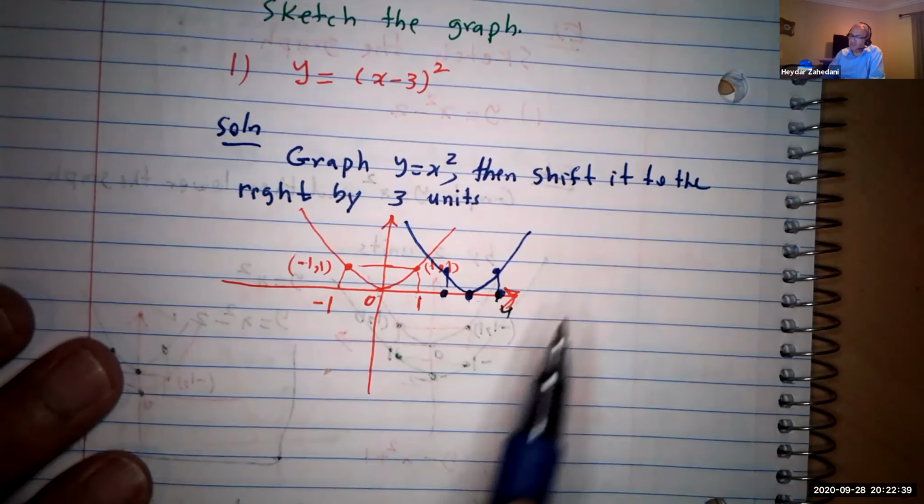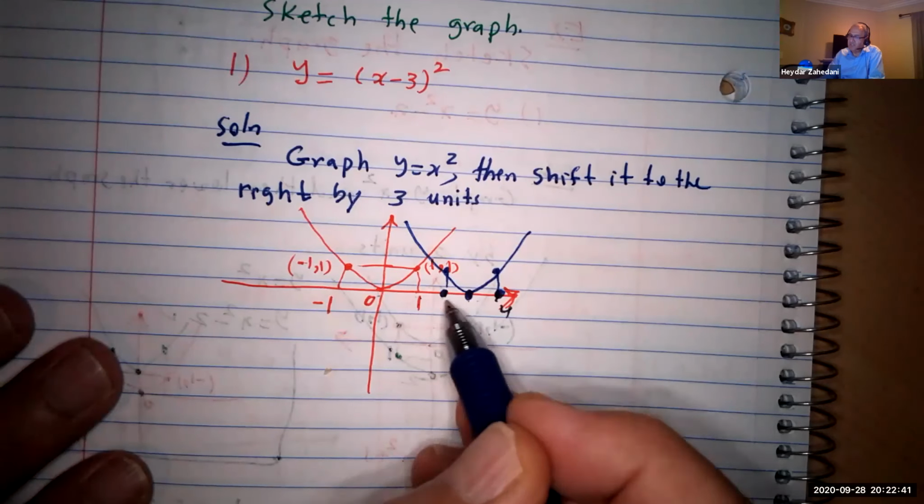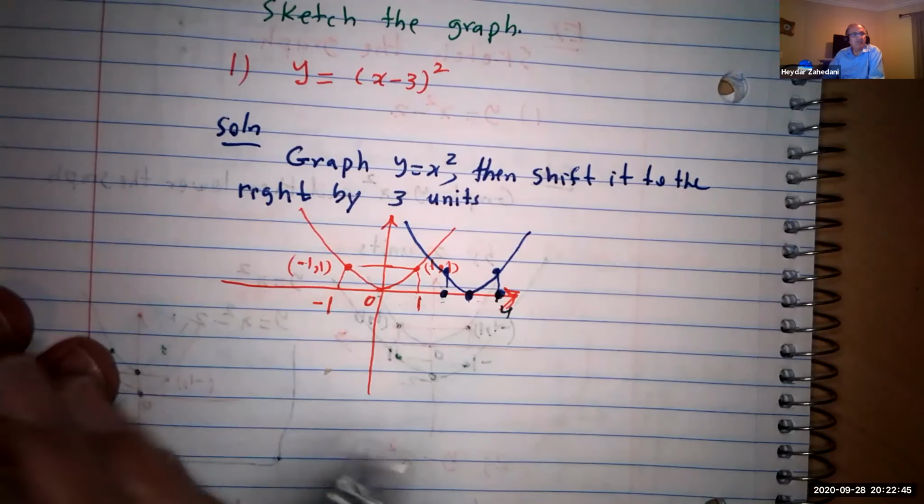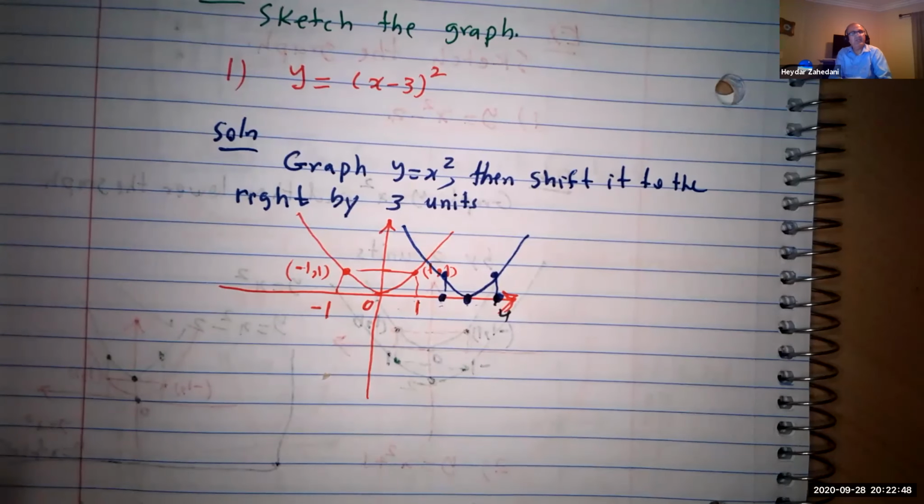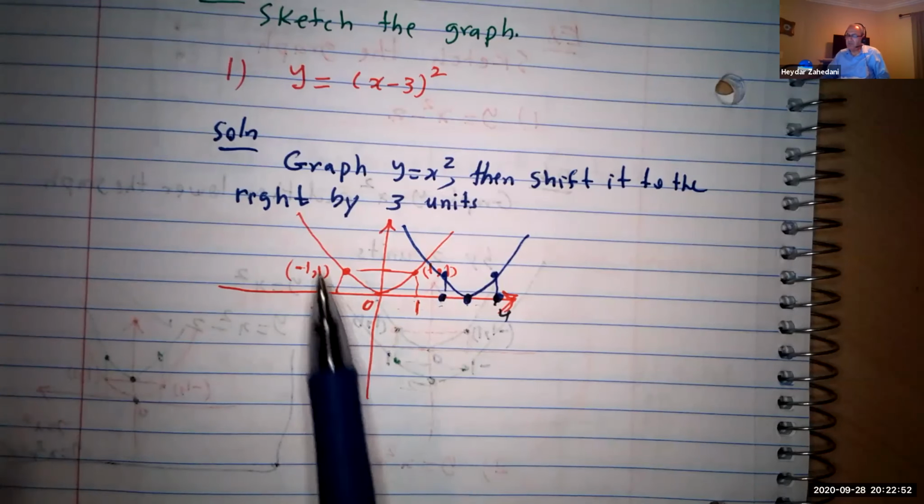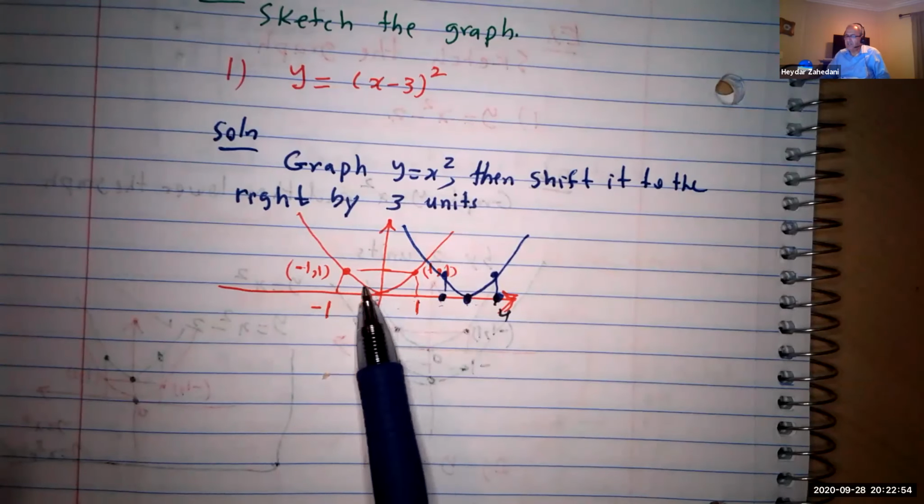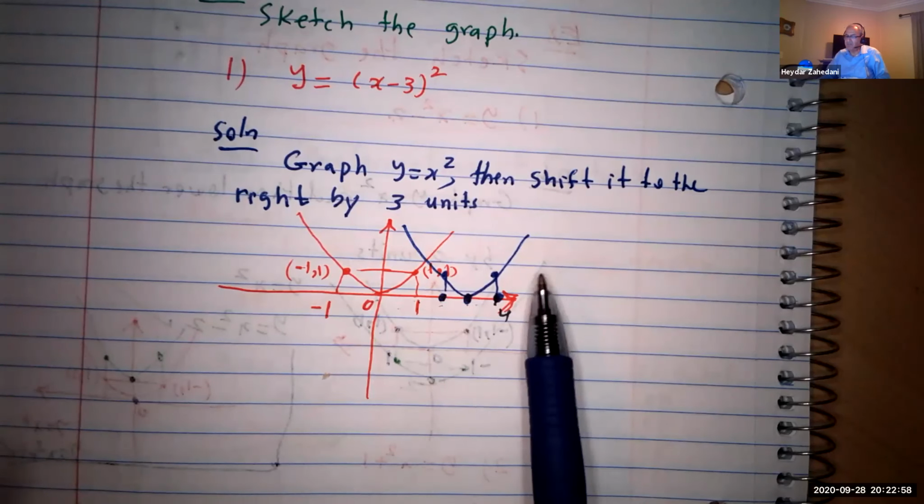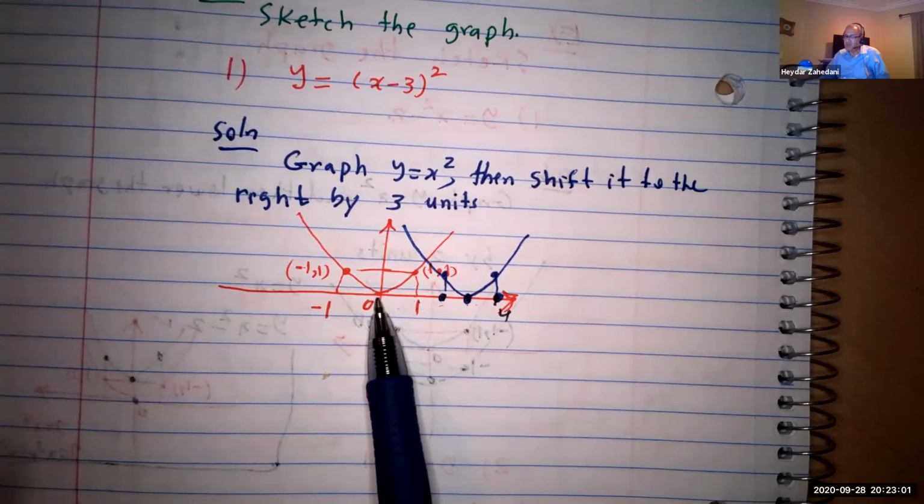Okay, we shifted to the right by 3 units. Nice, we get the graph. Any question? So we get y equal to x squared first. This is y equal to x squared. Then you are going to change all the x's 3 units to the right. If you go 3 units, you get 0, 3 units to the right.